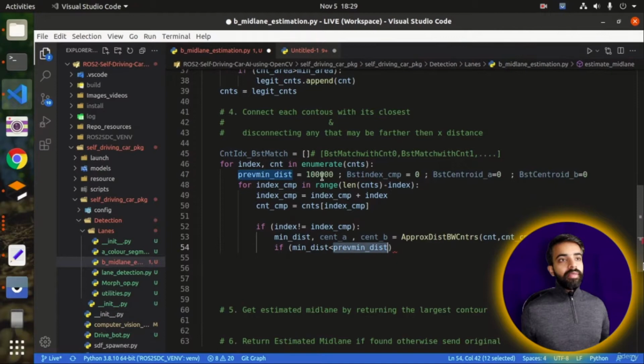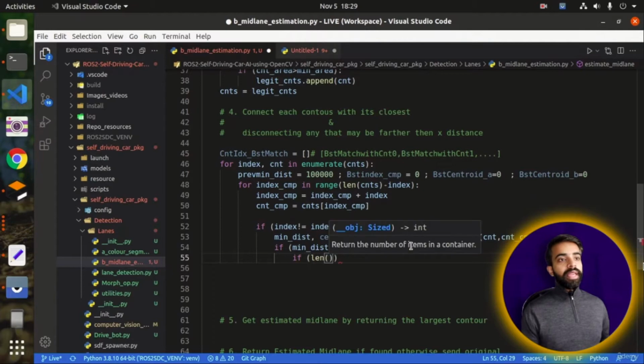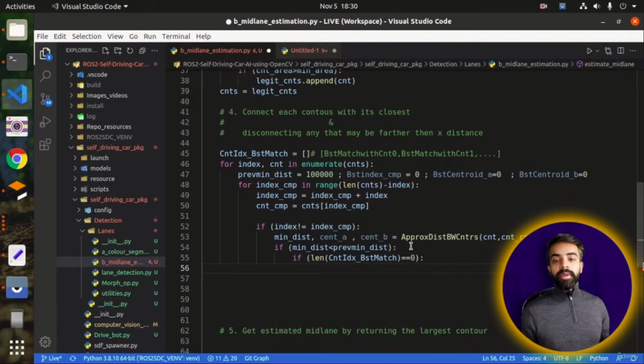Starting with the previous minimum distance, which is initialized to 100,000, we compare it with the minimum distance that we have just found for this contour compare, that is the current contour. We simply check if the current minimum distance is less than the previous minimum distance. If that is the case, then we have found a contour that is closer than the previous closest found contour. Then we check if we have already found the closest contour or not. That can be done by simply checking the length of the candidate ID best match. Now, candidate ID best match is a list that contains all the best matches for that particular contour. If the length of candidate ID best match is equal to 0, then that means that we have not found any closest contour for any particular contour or any particular patch. That means that we can simply update our previous minimum distance and all of the rest of the four variables that were declared above.